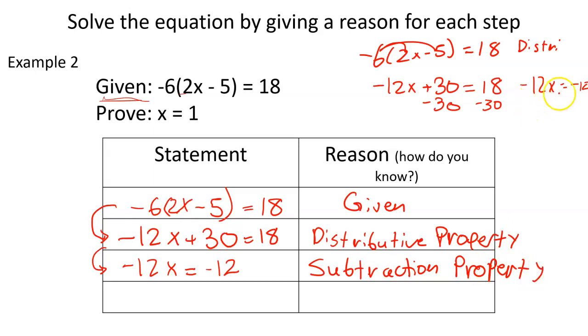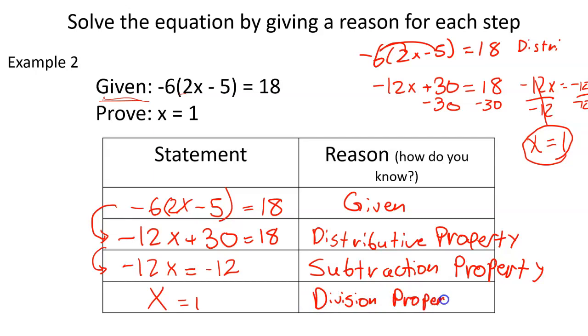Alright, and then generally with negative 12x equals negative 12, we just divide that out. And then this cancels for x. This will just cancel out to give us x equals 1. So over here we will write x equals 1, and the way that we know this is because we divided negative 12 on both sides, so we used the division property. Once again, slow it down, go back, see what you need to write down.